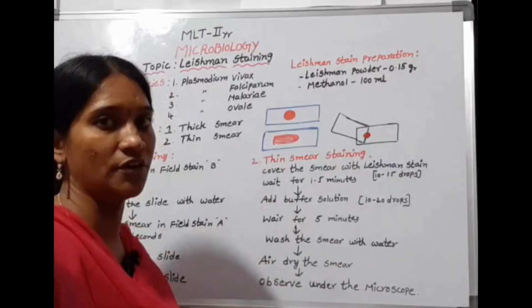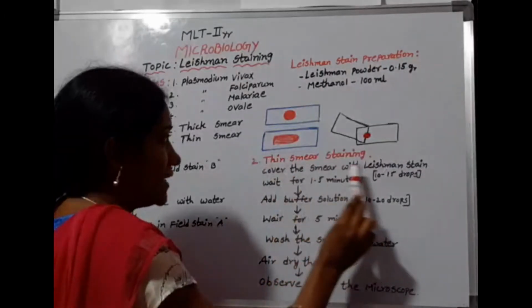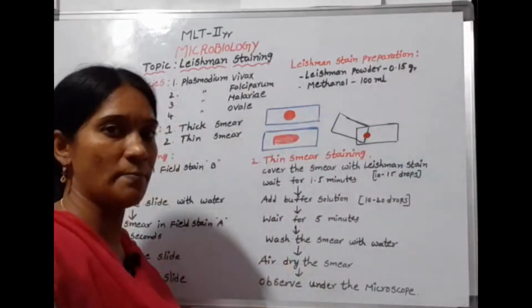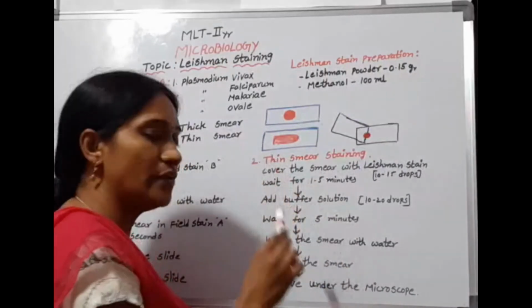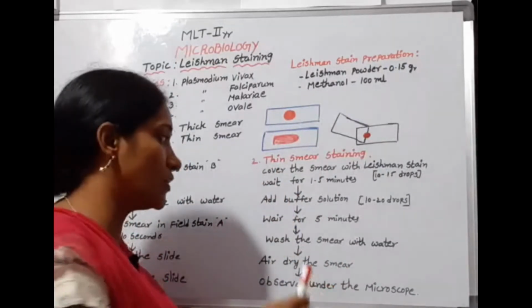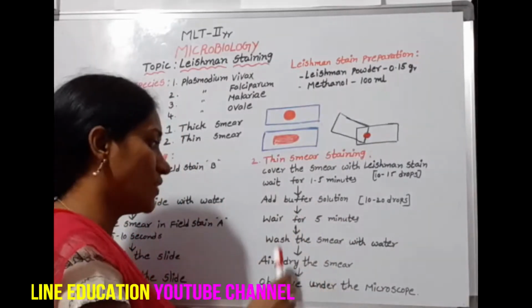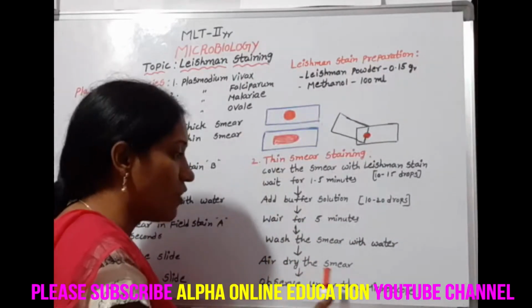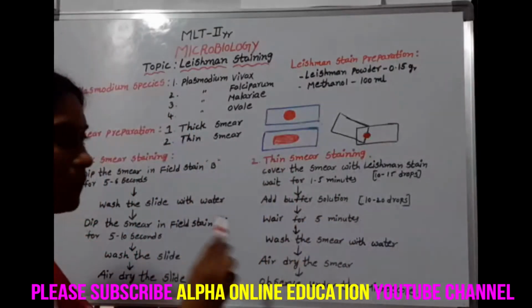10 to 15 drops of Leishman stain are used. After adding Leishman stain, wait for 5 minutes. After that, add buffer solution and wait for 5 minutes. After that, wash with water and air dry the smear. After drying the smear, observe under the microscope. This is the staining procedure.